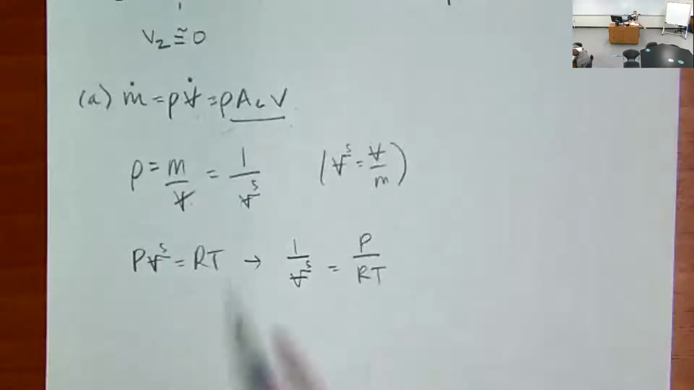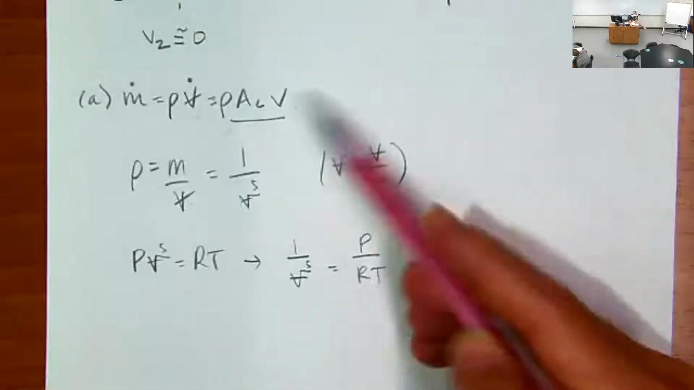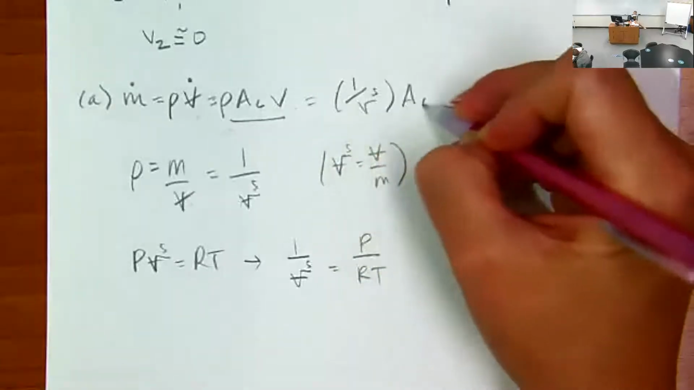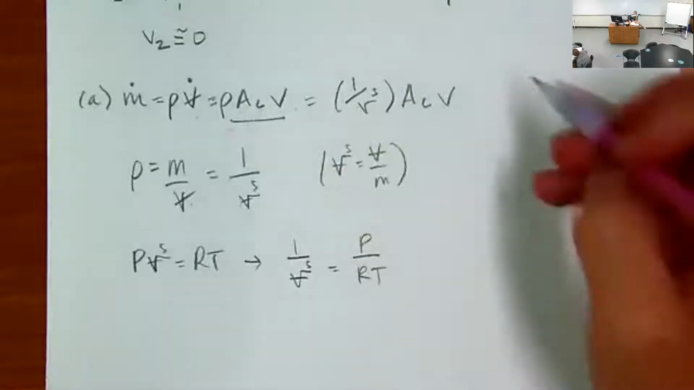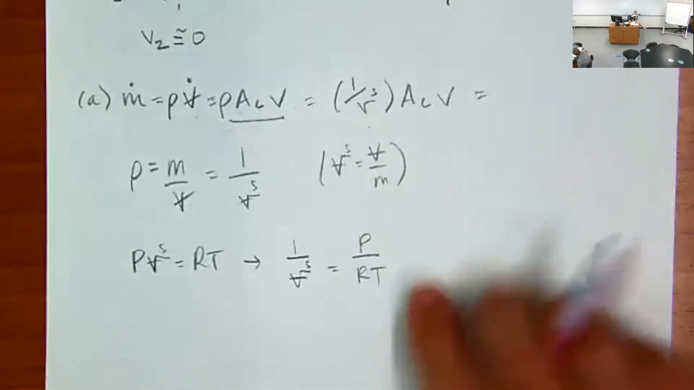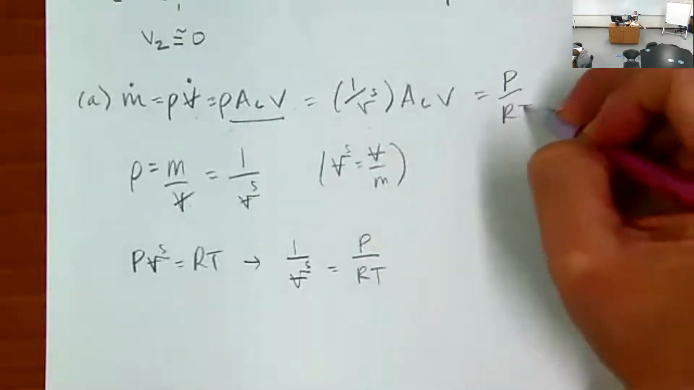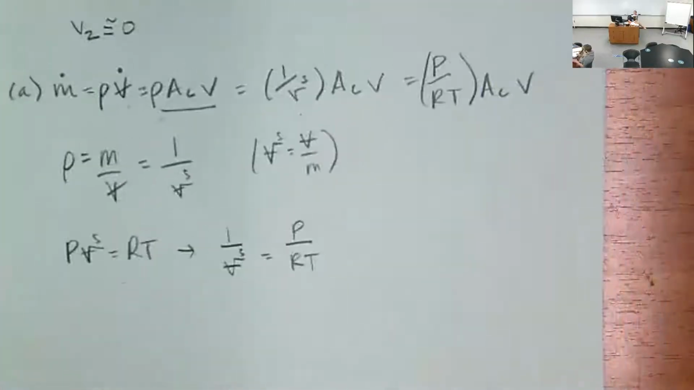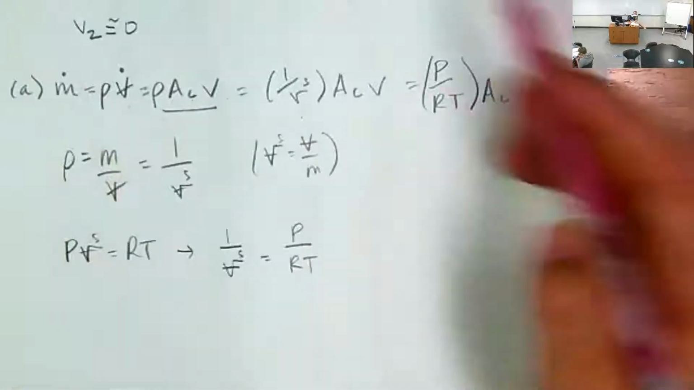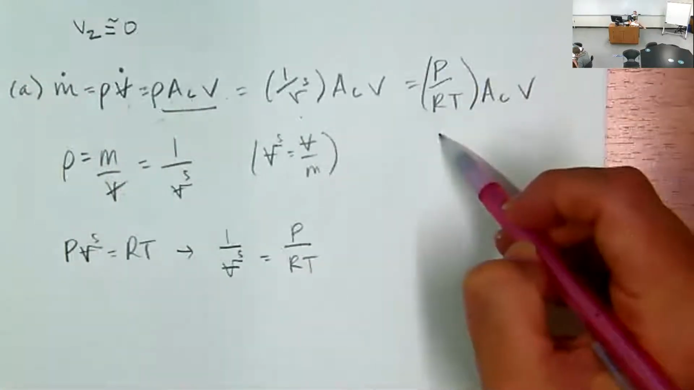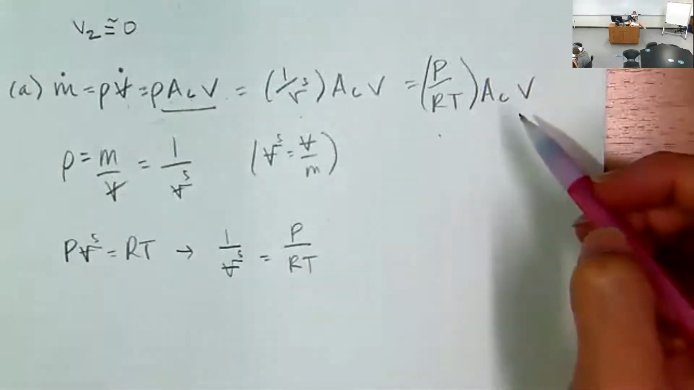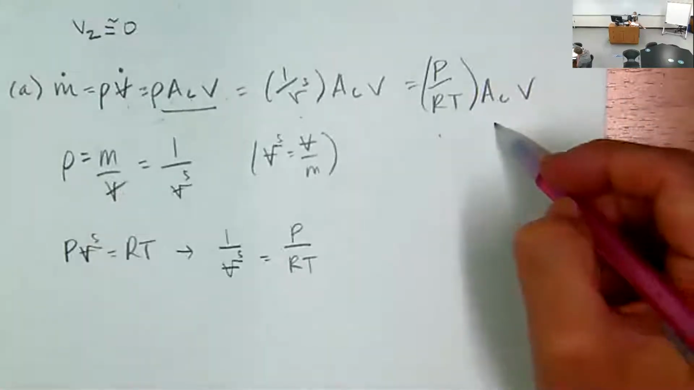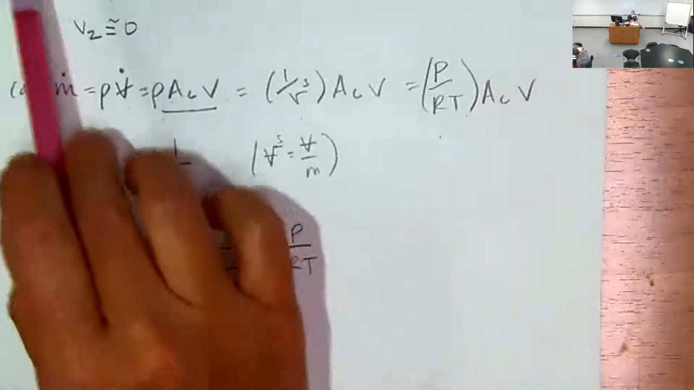So now I can plug in for my density here. I can plug this in to be 1 over specific volume times cross-sectional area times velocity. And then I can plug in my 1 over specific volume to be P over RT times cross-sectional area times velocity. And now I know pressure, and I know my R value I was given. My temperature, I'm given at point 1. My cross-sectional area I'm given, and my velocity I'm given for point 1. So for this point over here.